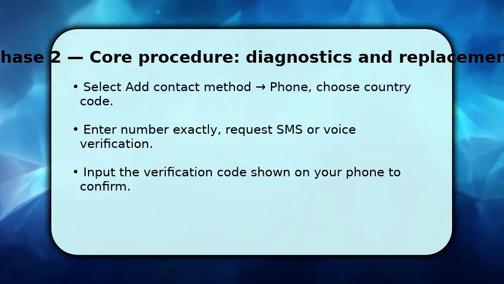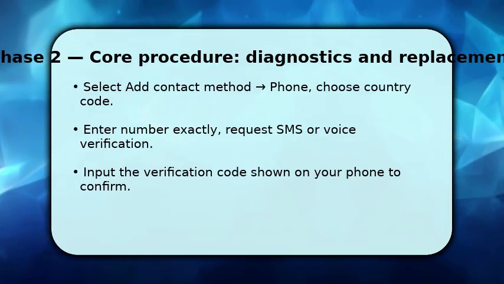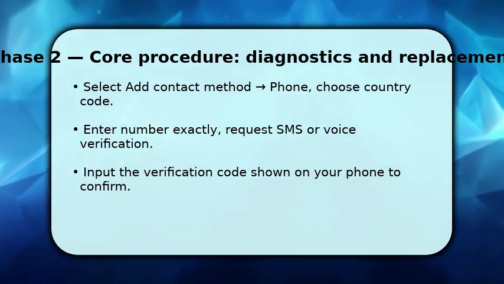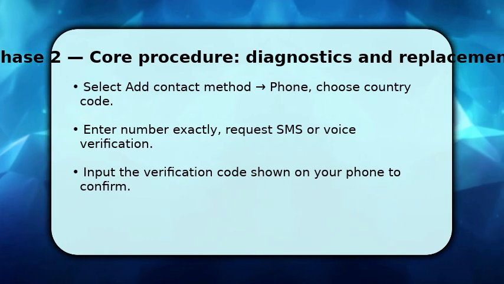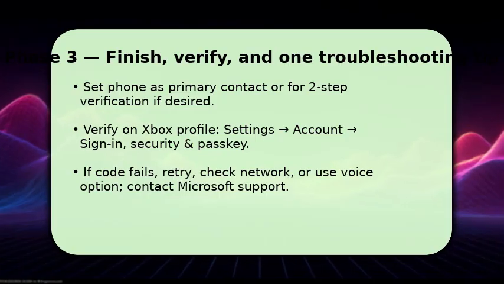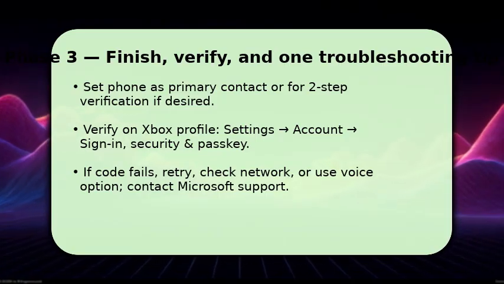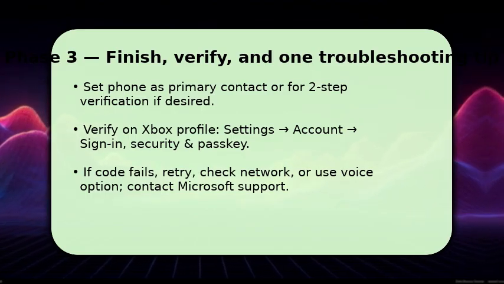Once you enter the code, the account confirms ownership and links the number, enabling recovery, alerts, and optional two-step verification for improved security. Once confirmed, make the phone your primary contact if you want recovery and sign-in codes sent there. Then check your Xbox. Settings > Account > Sign-in, security, and passkey to ensure the number appears.